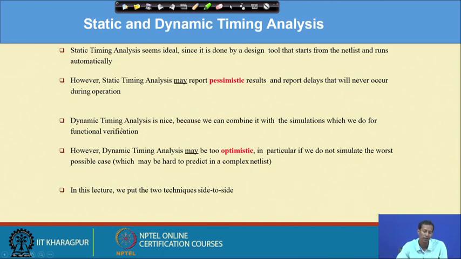So, dynamic timing analysis is very important, because we can combine it with the simulation which we do for the functional verification. Not only for functional verification, during testing whatever test vectors we give, those stimuli we can put in the simulation itself, and then check the timing requirement for that particular design. However, dynamic timing analysis may be too optimistic, in particular if we do not simulate the worst possible case.